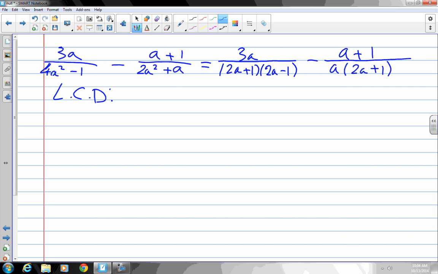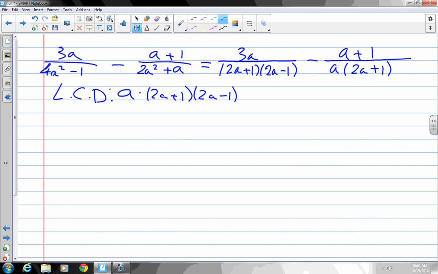Now, for the LCD, I'm going to take all different factors raised to the highest power. So what are my different factors that I see in that factored form? Do I need an a? Is a one of the factors? Yeah, it's one of the factors. Do I need 2a plus 1? Yeah, it's still part of the denominator, right? So yes, 2a plus 1. Do I need 2a minus 1? Sure, I see it there.